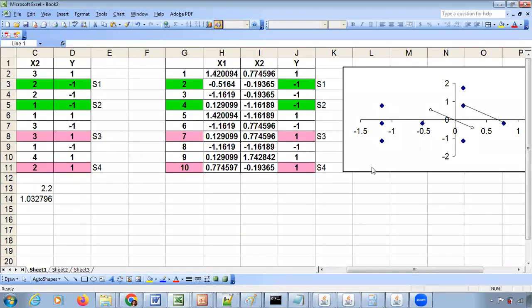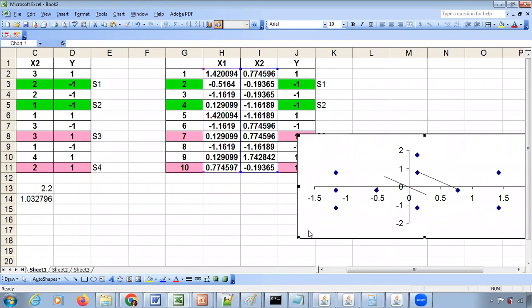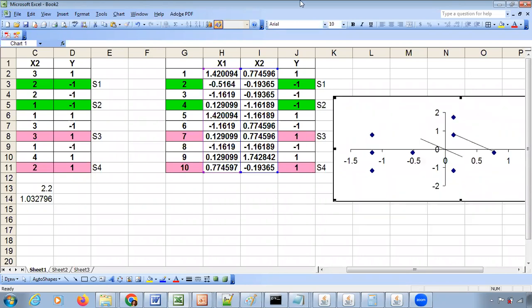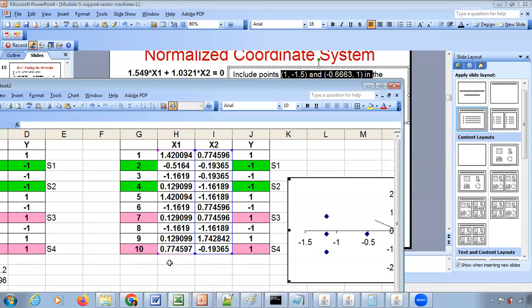So these 10 records or data points here will just include these 2 dummy points. So x1 is 1, the other is negative 1.5, and this is 0.6663 for x1 and 1 for x2.